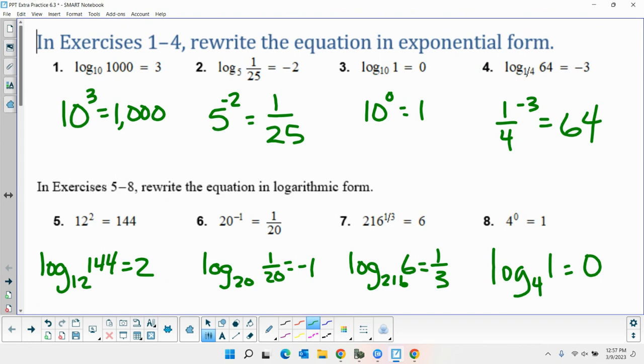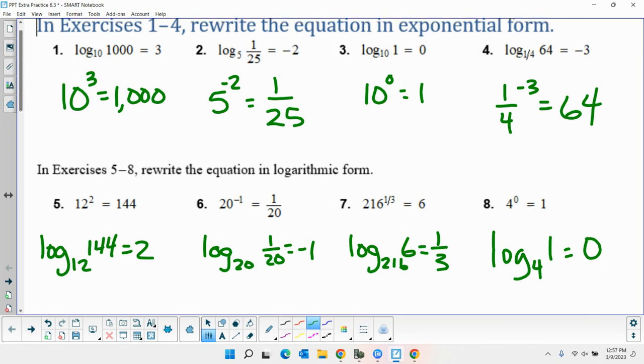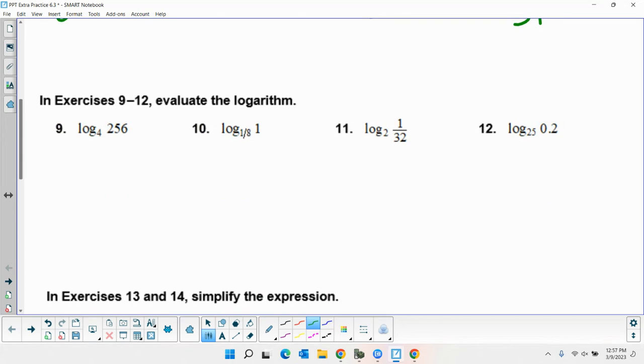this, Josh, which you're good at, right? Okay. What do we have to set all these equal to first? X. Put equals x for all of them. And then we're going to rewrite these exponentially. So what's the base? 4. What's the exponent? x. Equals 256.